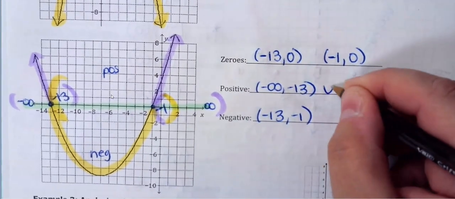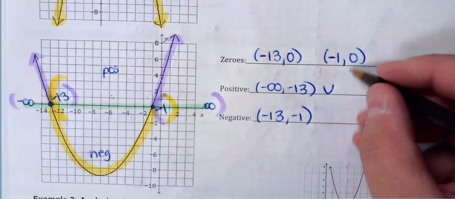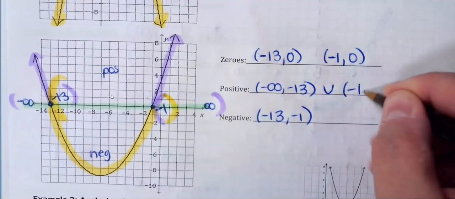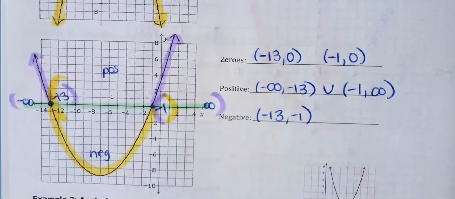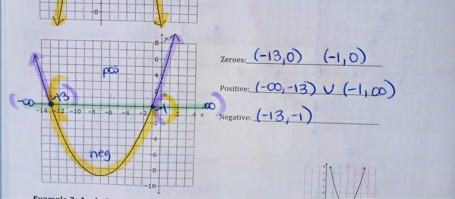So here I'm going to put a little union symbol between these, and I'm going from negative 1 to positive infinity. The rest of the graph is positive. Is anybody having a question? Okay.